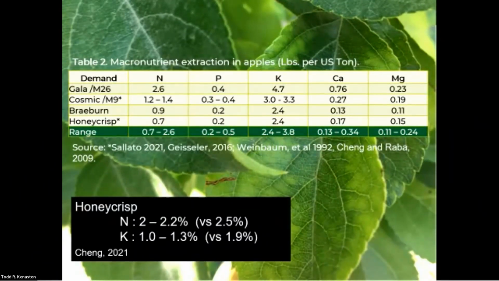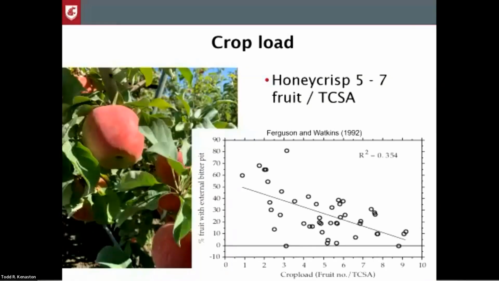According to Cheng in 2021, the foliar values for Honeycrisp should be lower compared to standard: between 2 and 2.2 for nitrogen, and for potassium between 1 and 1.3, slightly lower than what we use for the other varieties. Another point that he made that I think is very important is that we need to collect the samples before we see the typical Honeycrisp chlorosis, which will be a little bit earlier than other varieties.